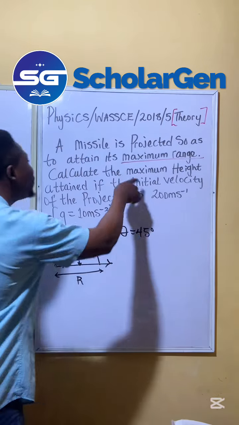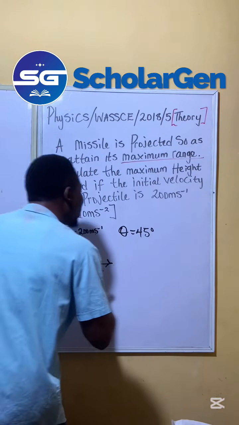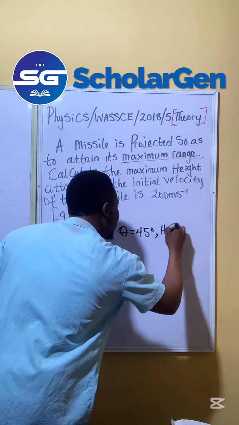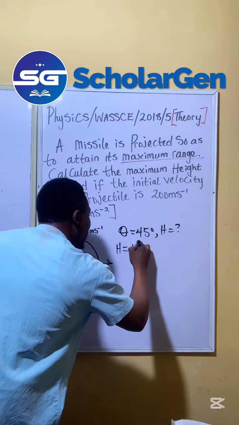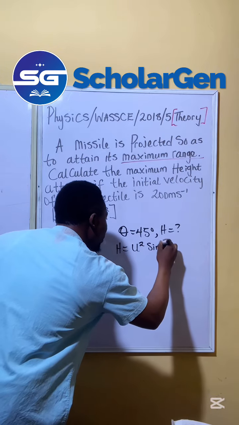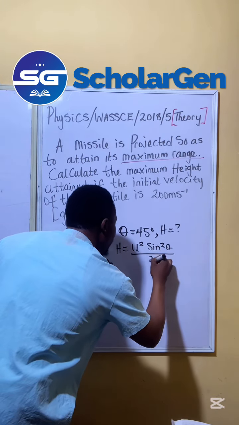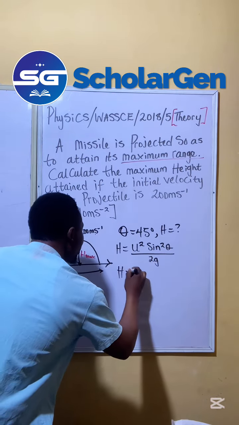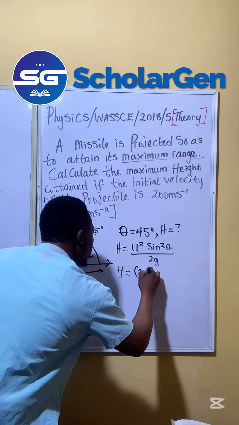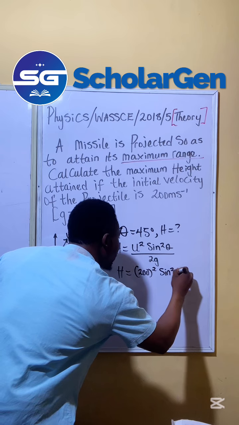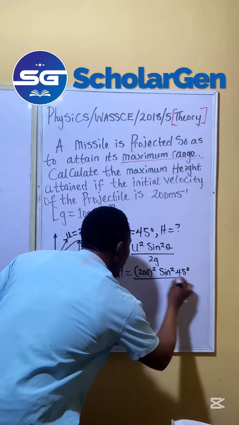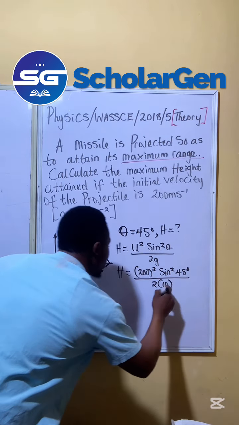Now we are looking for the maximum height. We are asked to calculate the maximum height. What's the formula for maximum height? It is u squared sine squared theta over 2g. So h is equal to u squared, which is 200 squared, times sine squared 45 degrees, over 2 times g, which is 2 times 10.